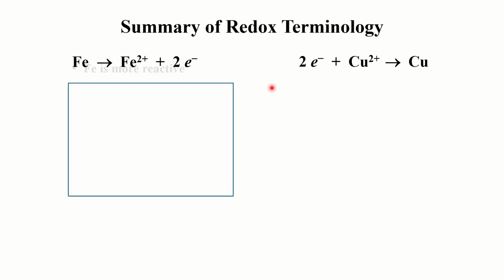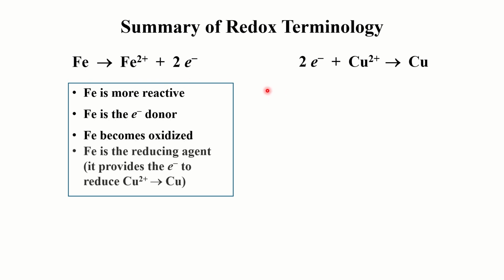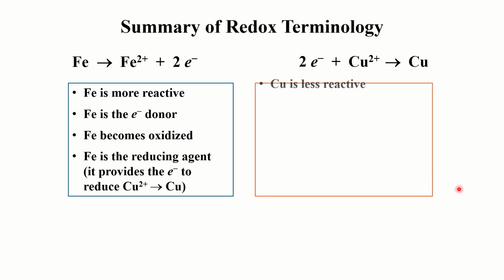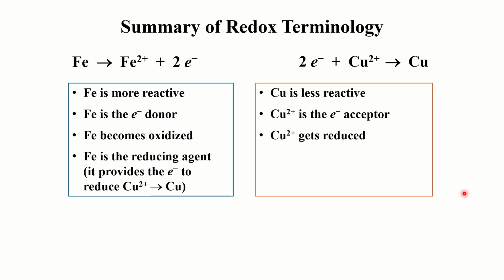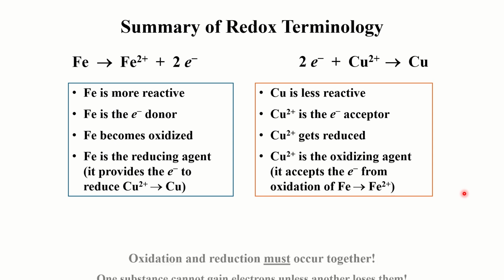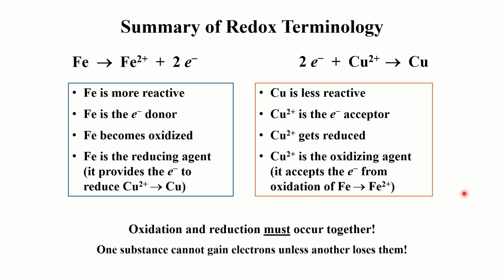So a summary of redox terminology: iron is more reactive. It's the electron donor. It becomes oxidized. We can also say that it is the reducing agent. And copper is less reactive, which makes it the electron acceptor, meaning that it gets reduced, and we can also describe it as the oxidizing agent. Oxidation and reduction must occur together. One substance cannot gain electrons unless another is losing them.